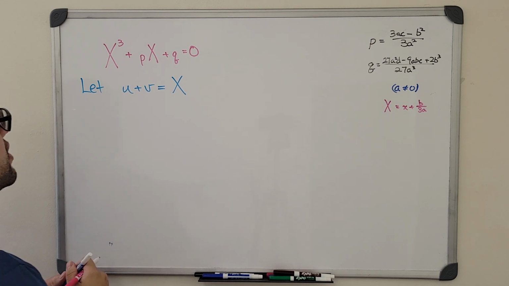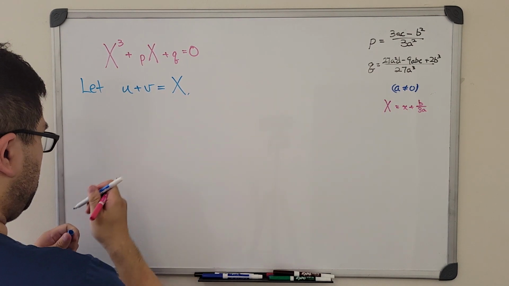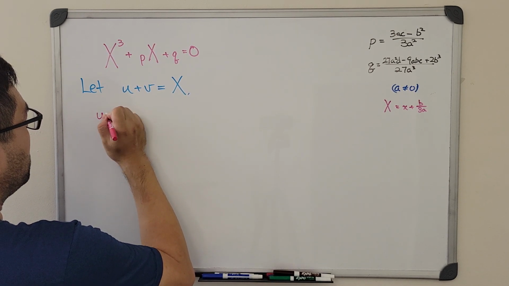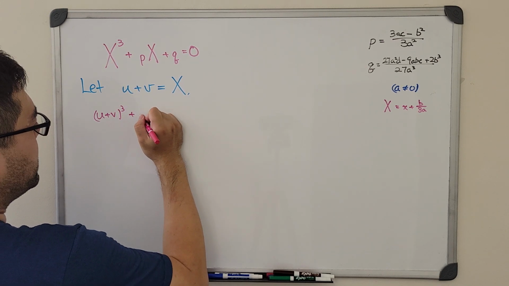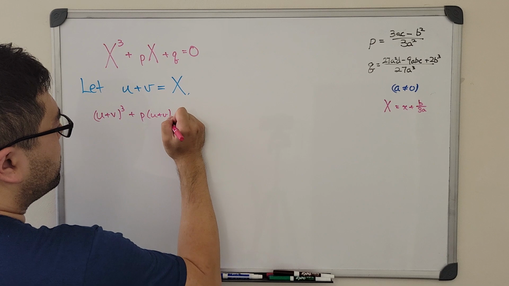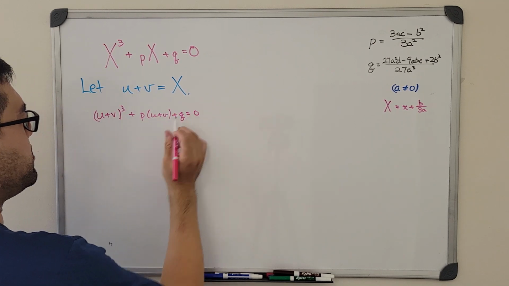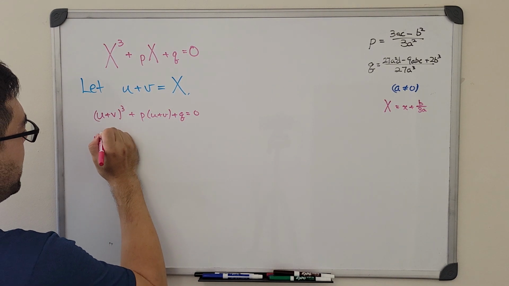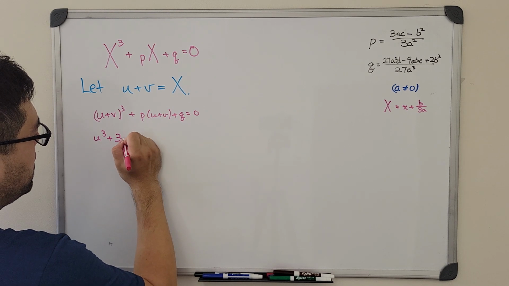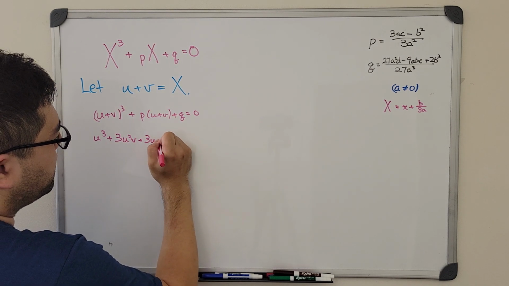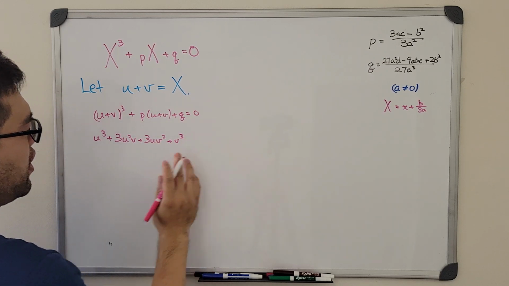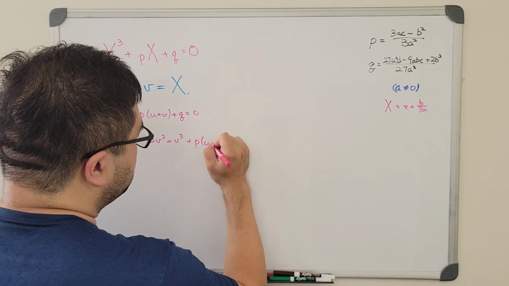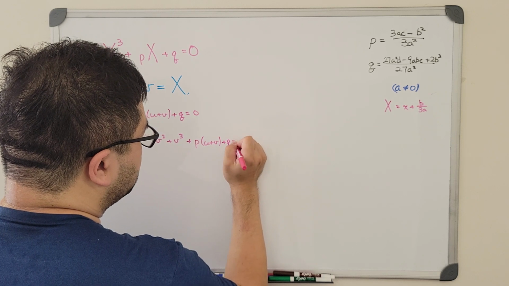So what does it do? Well, we're now going to get the following. If we substitute in, we have the cube of u plus v plus p times u plus v plus q equals 0. Then if we expand the first term, we get u cubed plus 3u squared v plus 3uv squared plus v cubed plus p times u plus v plus q equals 0.